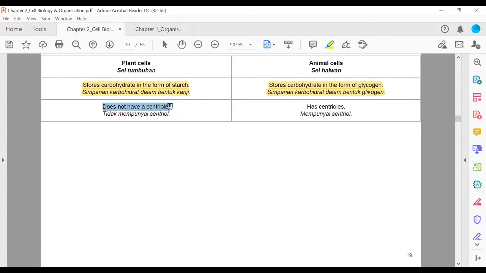Does not have a centriole, tidak mempunyai centriole like what we learned that day. Has centriole, mempunyai centriole. So kita tahu centriole is involved during cell division where the centriole will produce spindle fiber during cell division. Spindle fiber are formed in plant cell during cell division, but without the centriole, tanpa centriole. Okay, so very simple, I think.